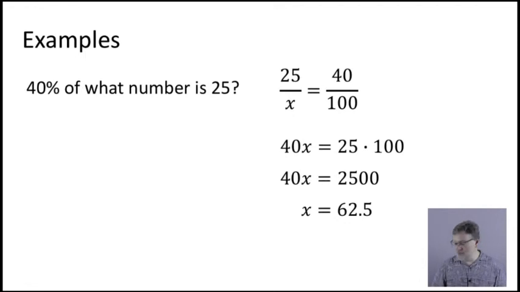So let's go back to our problem and see if that makes sense. 40% of what number is 25? The answer being 62.5. Well, 40% is a little less than half. So 40% of 62 is about 25. Yeah, that's about right. It's a little less than half of 62. So our answer is intuitively reasonable.